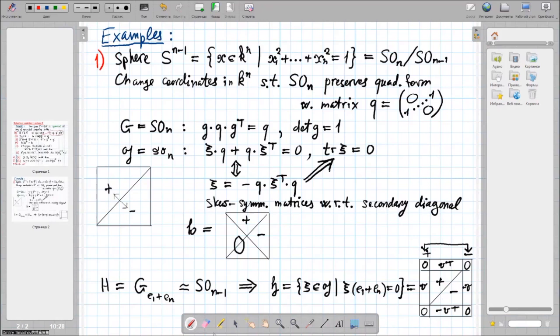And now if you compare this with the matrix description of the Lie algebra of B, of the Borel subgroup, you easily see that if you take arbitrary skew symmetric upper triangular matrices of this form, and you add arbitrary matrices in h of this form, then you get arbitrary skew symmetric matrices with respect to the secondary diagonal of this form. So we get the condition 2, I guess.